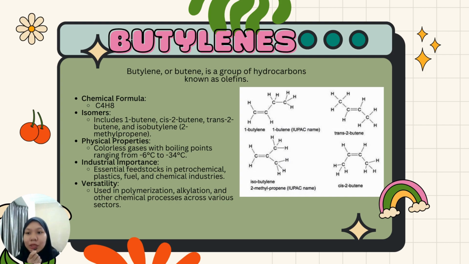and applications. Butylenes are colorless gases at room temperature and pressure, with boiling points ranging from approximately -6 degrees Celsius to -34 degrees Celsius.